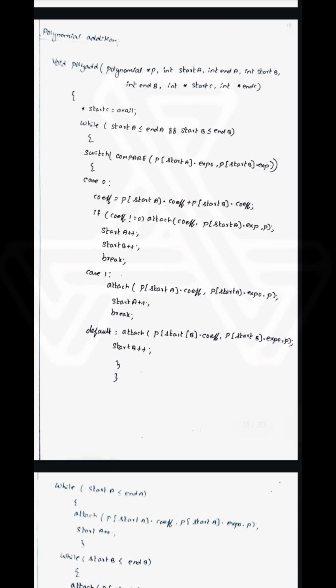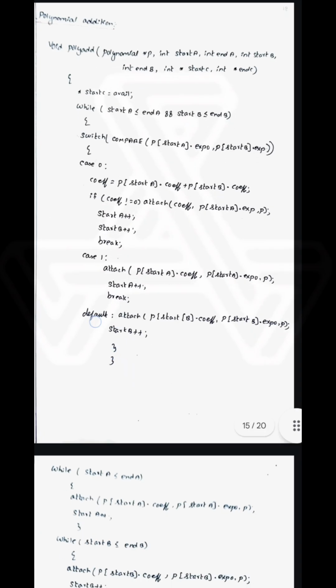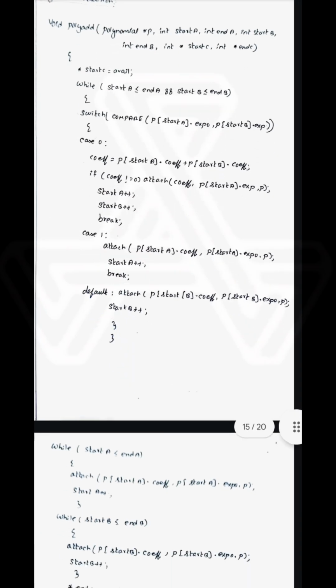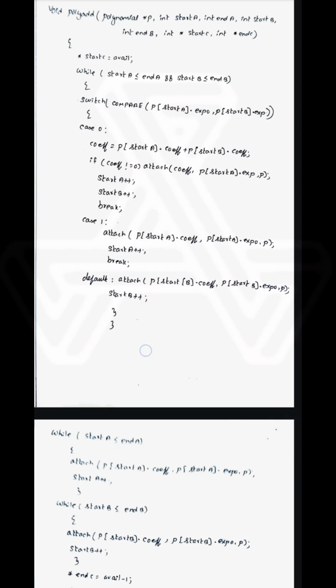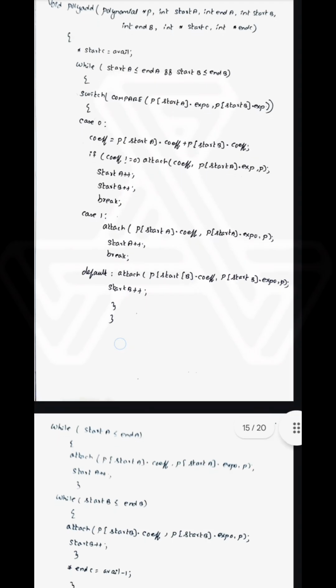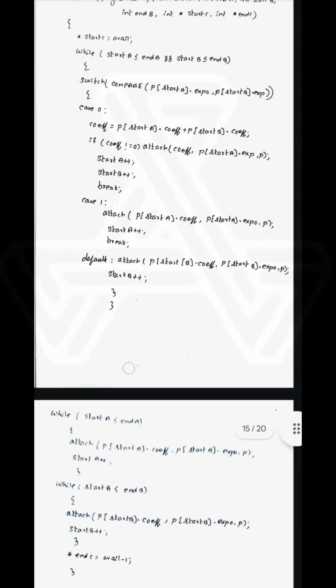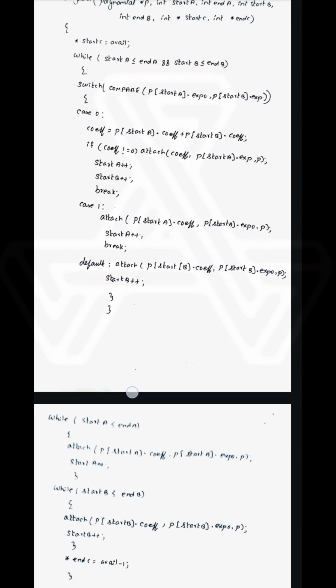Start C is equal to avail. While start A is less than or equal to end A and start B is less than or equal to end B, switch compare p of start A dot expo, p of start B dot expo. If they are not the same, start A plus plus, start B plus plus, break.